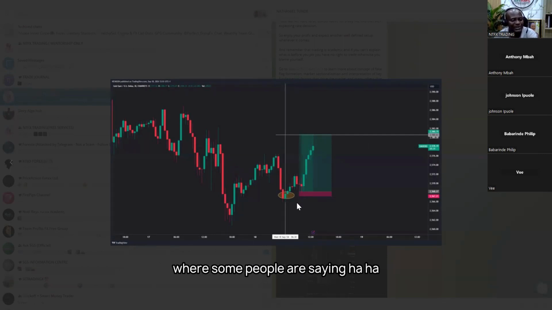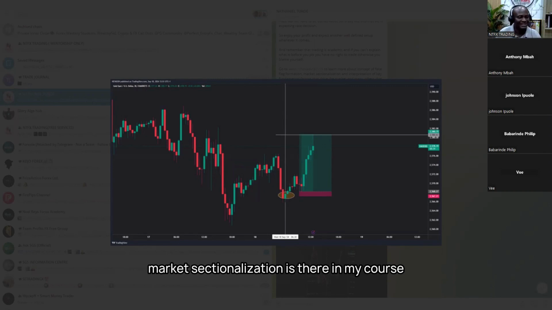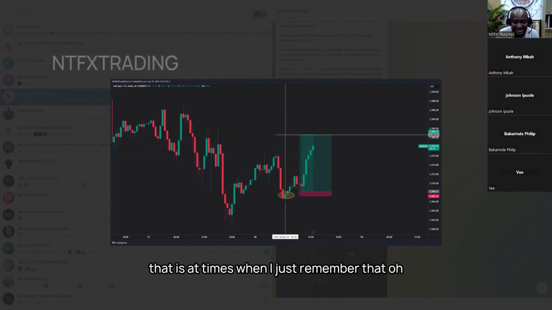Good. Where some people are saying they have seen sell, I say, okay, there is no problem. All I know is that overall it's a sell, but when you carry out what is called market sectionalization, it's there in my course. Even if you are in my mentorship group, if you can raise $300, go and pay for that course and get it. There are a lot of things there that at times when I just remember that I've not taught, I will teach it. That's what I call market sectionalization.